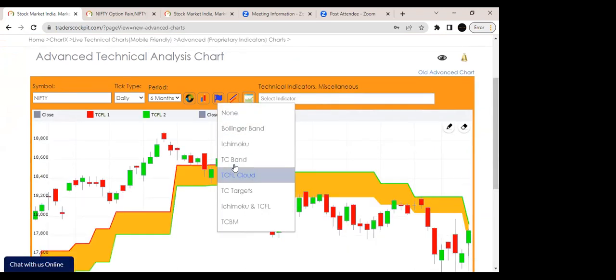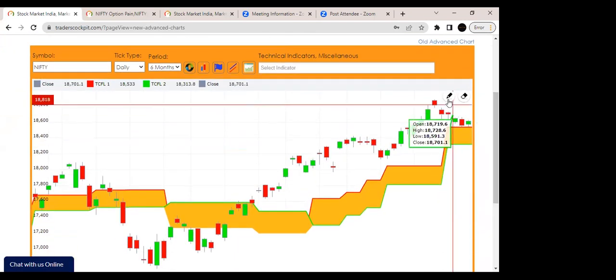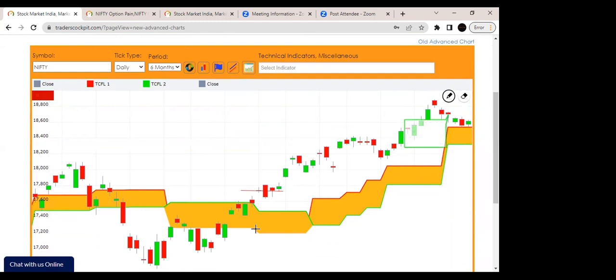this is a cloud-based indicator. Whenever the price comes above the cloud, we go for the trade, right? So my stop loss is 100 rupees and the target will be 200 rupees. This is a complete BTST, buy today, sell tomorrow strategy.